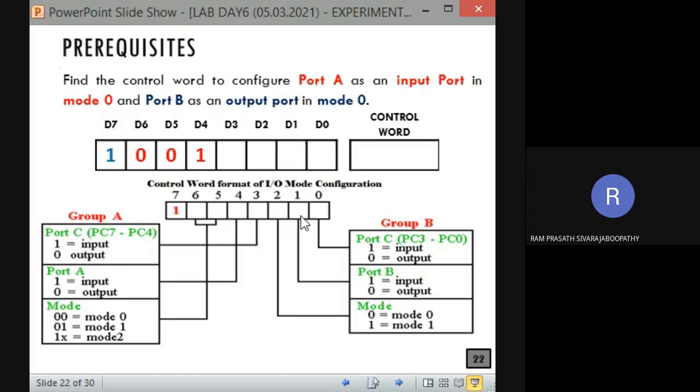Port B bit number 2, correct? The mode of operation is mode 0, correct? So 0. Fine. What about the operation, input operation or output operation? Output port. So we are filling 0. The remaining bits we consider as don't care, so we are putting 0. So what about the control word now?